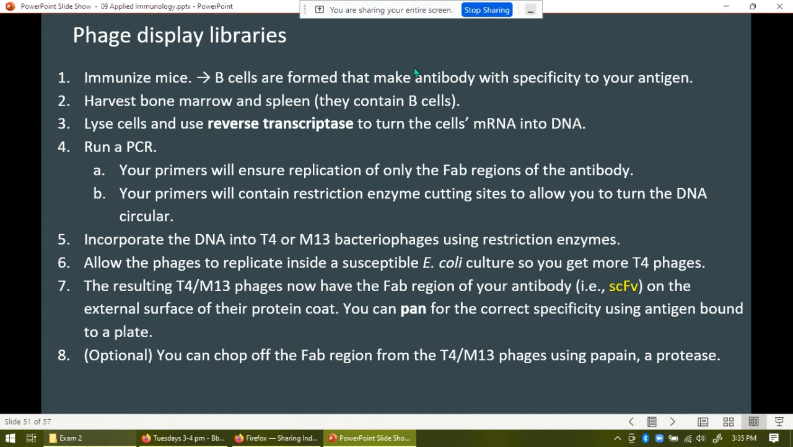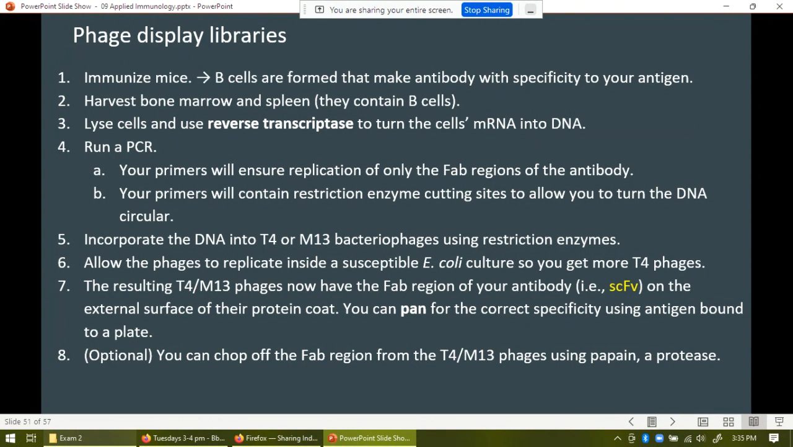B cells are going to be formed in that mouse that make antibody specific for your antigen. Next, you're going to harvest the bone marrow and spleen because that's where all the B cells are. That's where all the plasma cells are. You're going to take the cells from the bone marrow and the spleen and lyse them with a lysing buffer. Then you will use reverse transcriptase to turn the cell's mRNA into cDNA, complementary DNA. So you have a bunch of DNA molecules that came from mRNA molecules in the cell.